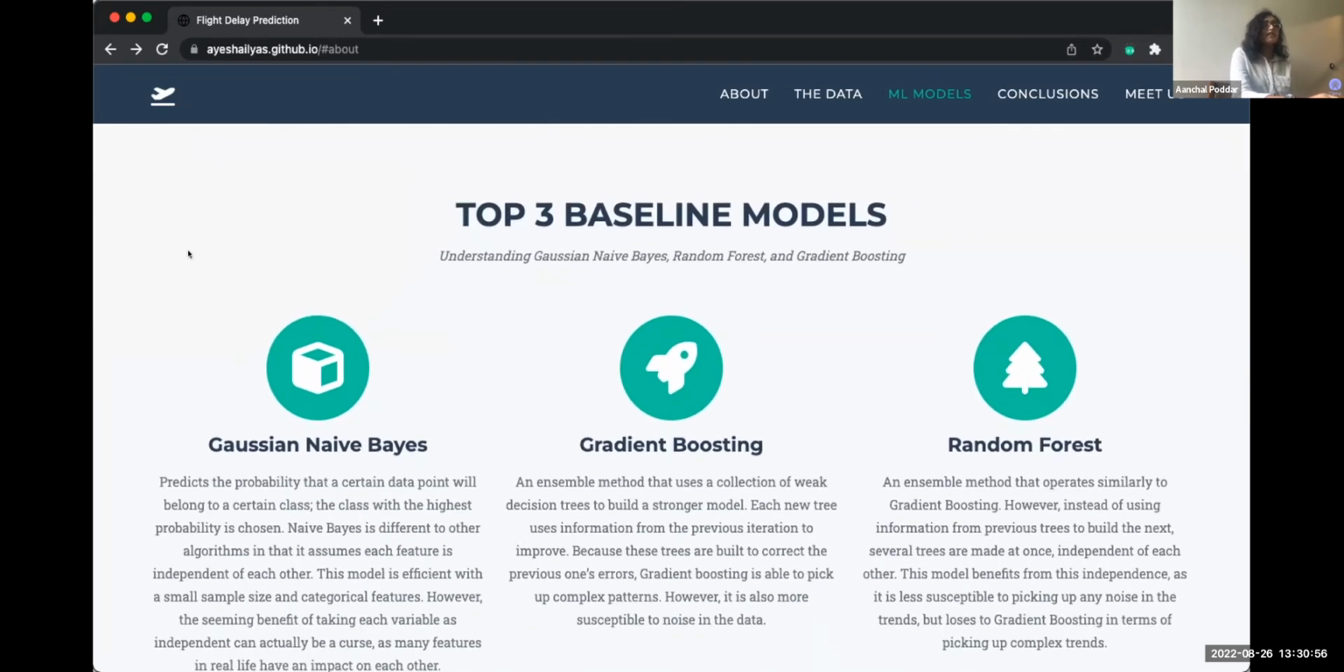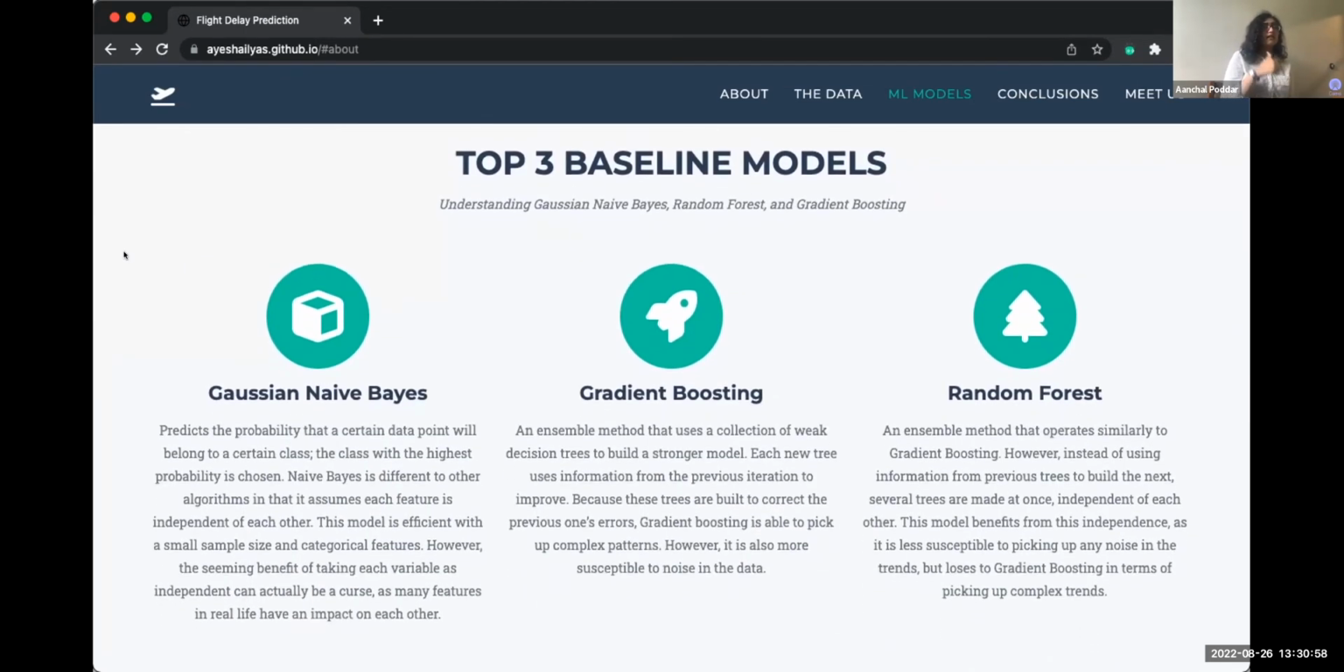So we ended up picking our top 3 baseline models: Gaussian naive Bayes, gradient boosting, and random forest. Later on, I'll go over the performance metrics and what those meant. But first, I'll talk about the details of these 3 models.